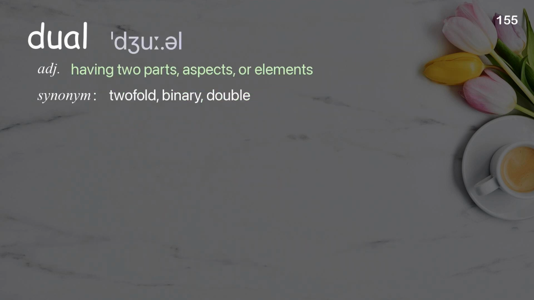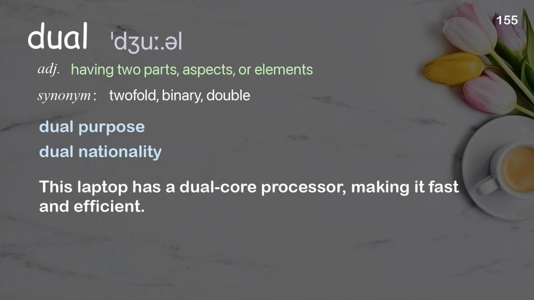Dual. Having two parts, aspects, or elements. Examples: Dual purpose. Dual nationality. This laptop has a dual-core processor, making it fast and efficient.